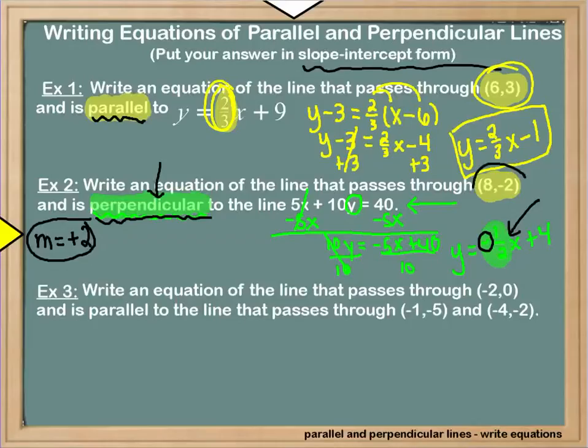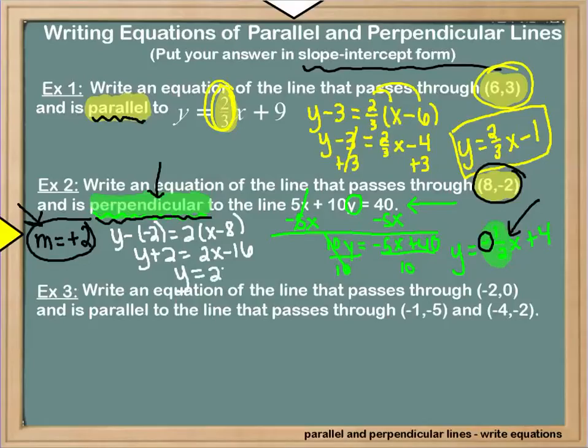So we have our point, we have our slope, plug it into point-slope form. When I do that, I get y minus -2 equals 2, my slope, times x minus 8. Simplifying, y plus 2 equals 2x minus 16, which means y is equal to 2x minus 18. Final answer.